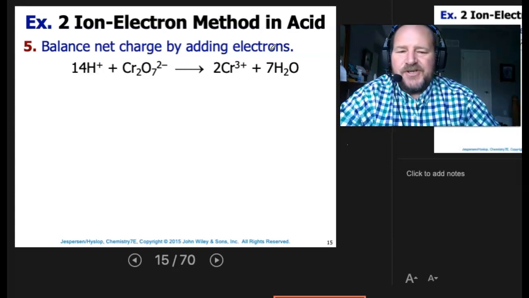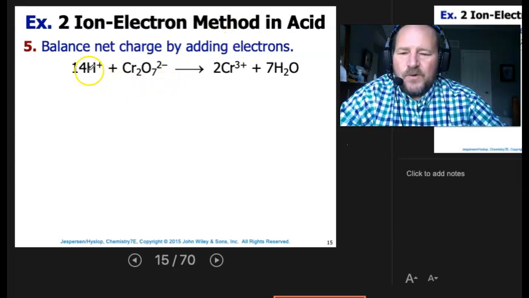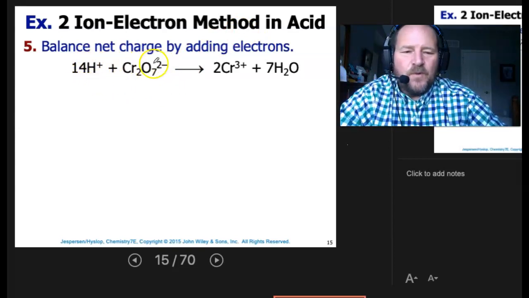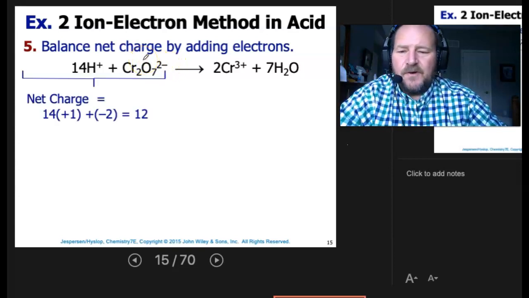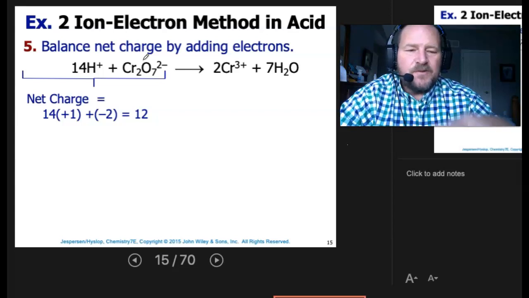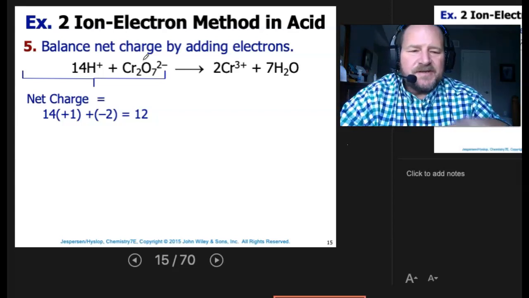So for the net charge here, we're going to have 14 H pluses. That's a plus 14. We have 1 dichromate. That's going to be a negative 2. So on the reactant half then, we have 12, right? 14 times 1 minus 2 gives me 12. So we have a plus 12 charge.